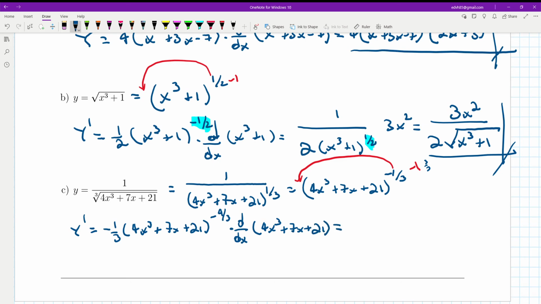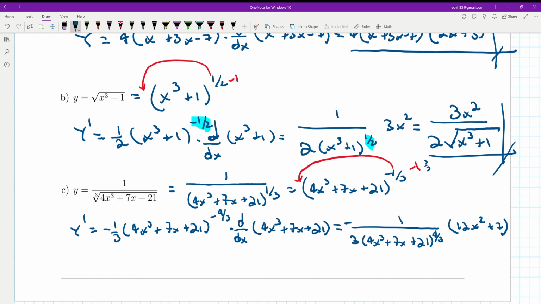On the one hand, let me write this with positive exponents. That is 3 times 4x cubed plus 7x plus 21 to the 4/3 power, the whole thing under 1, but don't forget this negative in the front. And I'm going to take the derivative of 4x cubed plus 7x plus 21. So that's 4 times 3, which is 12x squared, and the derivative of 7x, which is 7. The derivative of 21, which is a constant, is just 0.